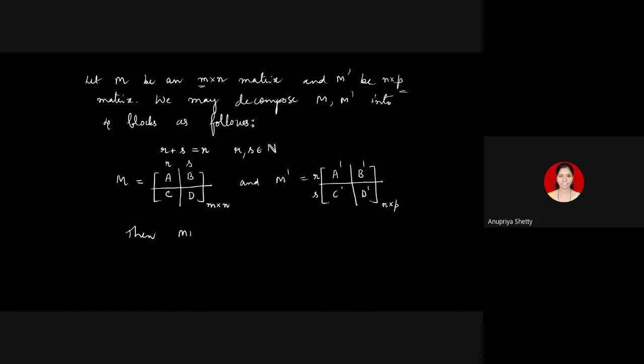Then M into M dash is equal to the matrix where you get A into A dash plus B into C dash as the first block. Then the 1/2th block would be A into B dash plus B into D dash. This block is C into A dash plus D into C dash. And the last block is C into B dash plus D into D dash.